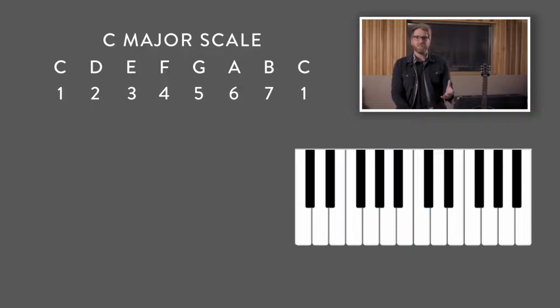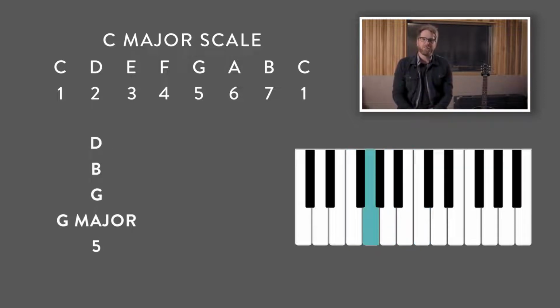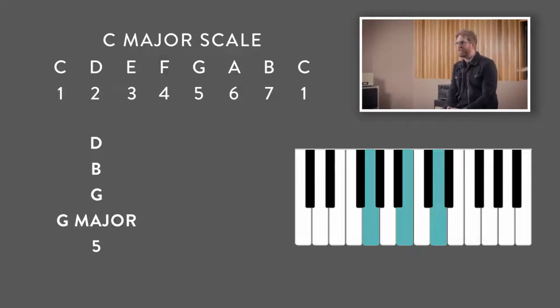The 5, or the G, forms the chord G major. G is the 5th note in the scale of C. This note, the 5th note, is played as a major chord in the key of C. That chord is G major. The G major chord is formed of the 1st, 3rd, and 5th notes of the G major scale.